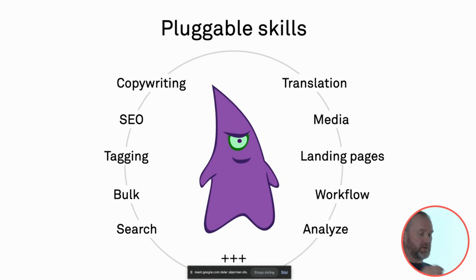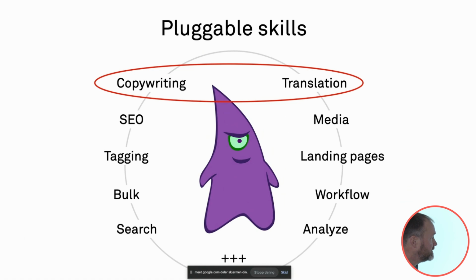But we can't solve everything in the first go, so we have focused on these two. That's the essential communication with it. And then the translation, we think, is the first properly value-adding feature.